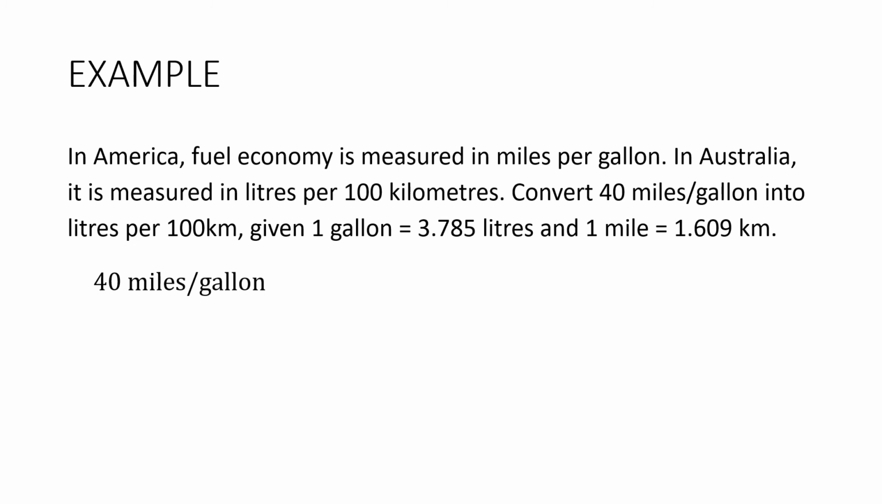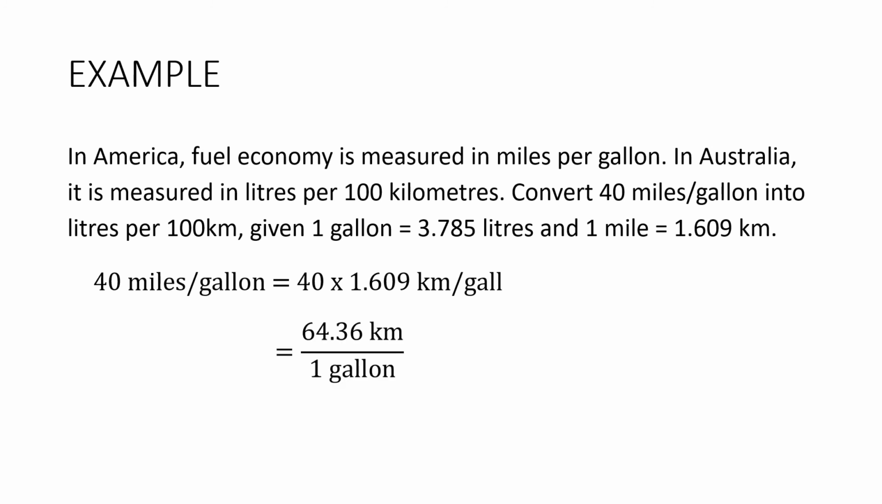Alright, so we're going to start off with 40 miles per gallon. It's pretty easy to change the miles into kilometres because 1 mile is 1.609 kilometres. I'm just going to multiply. And that's going to give me 64.36 kilometres. Now I've done a sneaky thing here. I have put this gallon on the denominator. Okay, that's 1 gallon. So it's 64.36 kilometres per 1 gallon. And we know that 1 gallon is 3.785 litres, and that's going to help you with whether you multiply or divide by doing it that way.